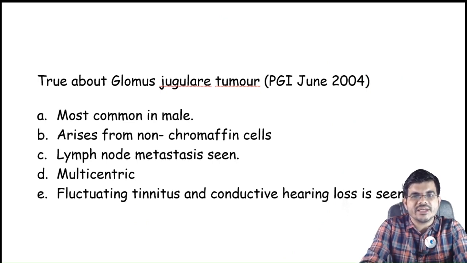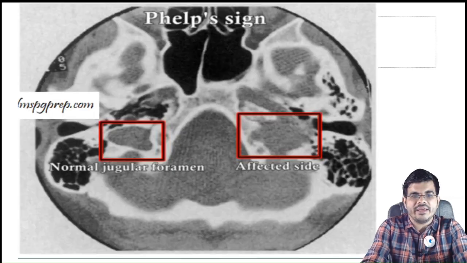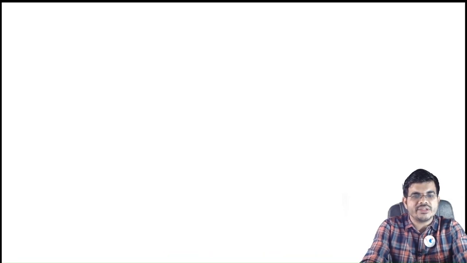More common in males. It is wrong, right? It is seen more commonly in females at the ratio of 5:1. Arises from non-chromaffin cells. Yes, that is true. Only very rarely it can arise from the chromaffin cells. Lymph node mets are seen. No, lymph node mets are not seen. It is a benign tumor, right? It is multicentric, that's true. Fluctuating tinnitus and conductive hearing loss is seen. That is also true. So the true statements are B, D and E.